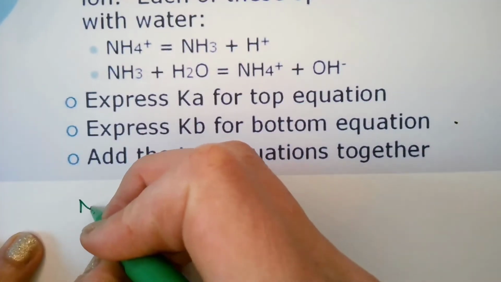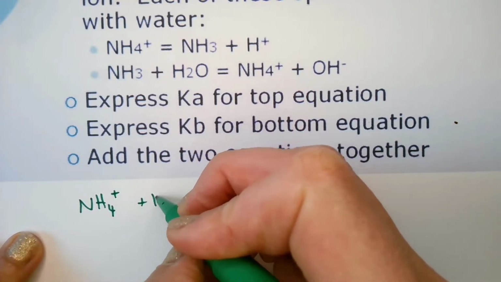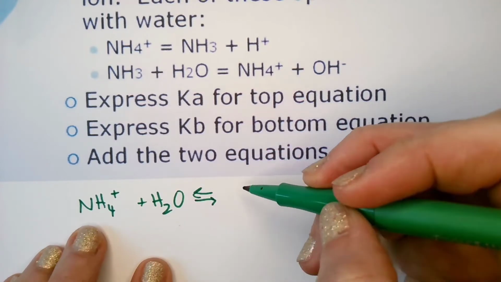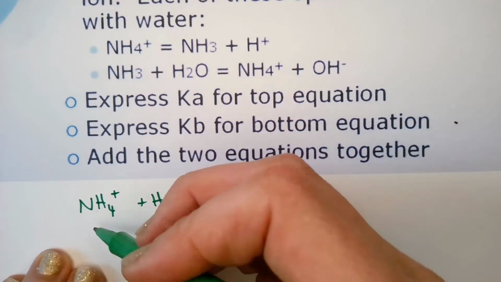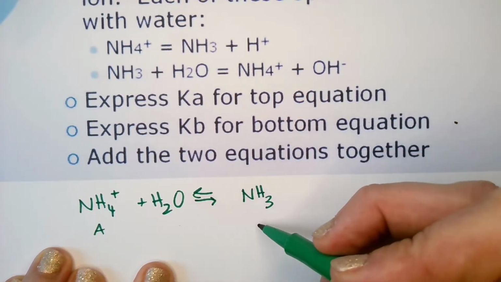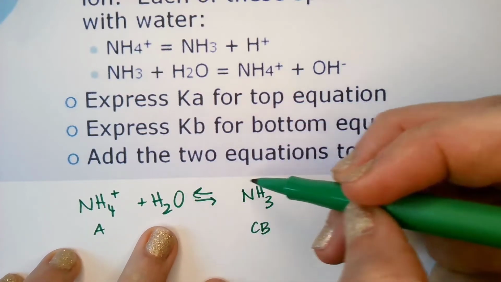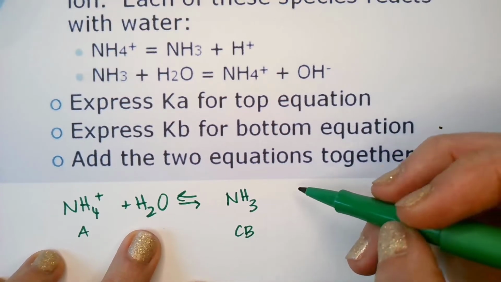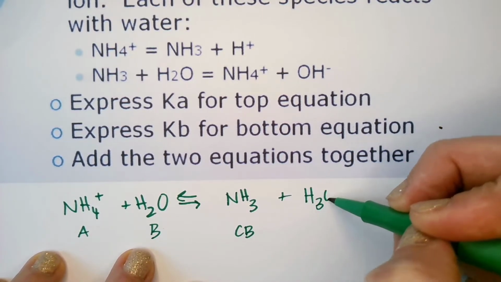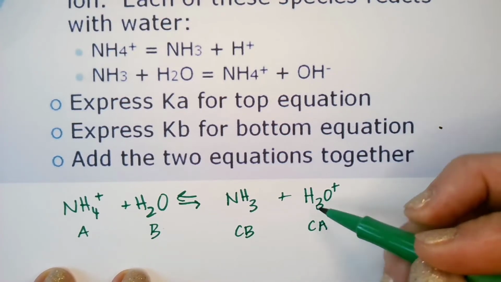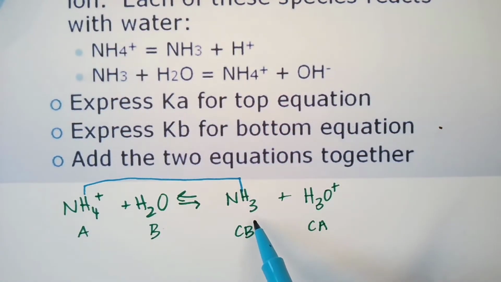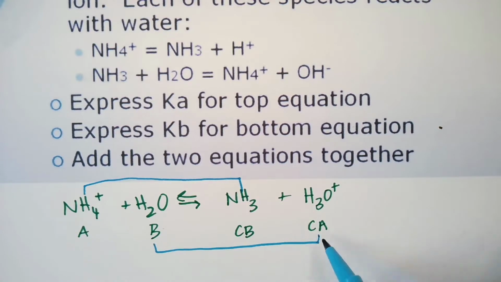We have NH4 plus reacting with water. In equilibrium, we've got our proton. We've got our acid here, our proton donor, so I'm going to have NH3, my conjugate base, and water will be my base, and my conjugate acid, H3O plus. We've got NH4, NH3, we have H2O and H3O plus.